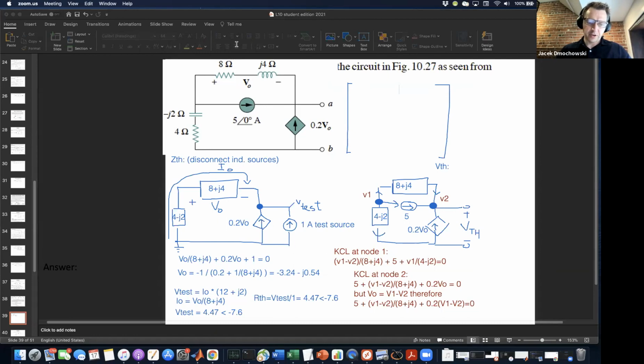So the first equation is over here, and the coefficient on the V1 is (8 plus j4) inverted plus (4 minus j2) inverted. So it was a sum of fractions, basically.